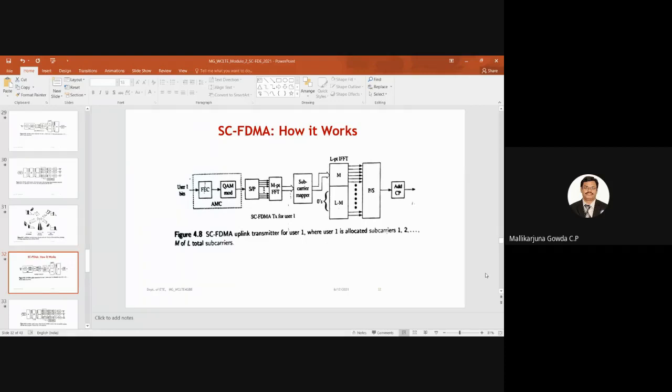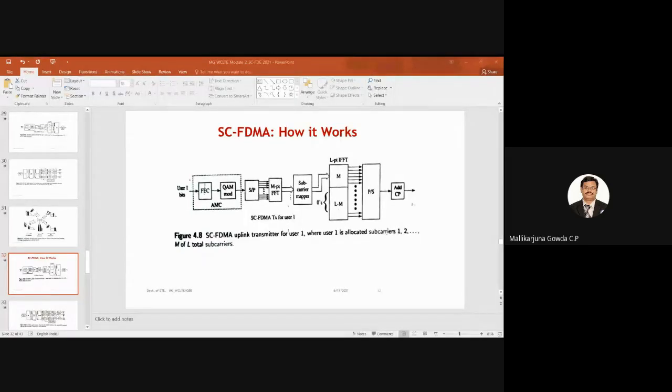Hope you're able to understand what I'm saying. Hello. Yes, sir. I said take 1 or 2 minutes. Try to understand what this block is. I think most of the things look similar. Try to identify which block has been added or removed when compared to the OFDMA uplink transmitter.